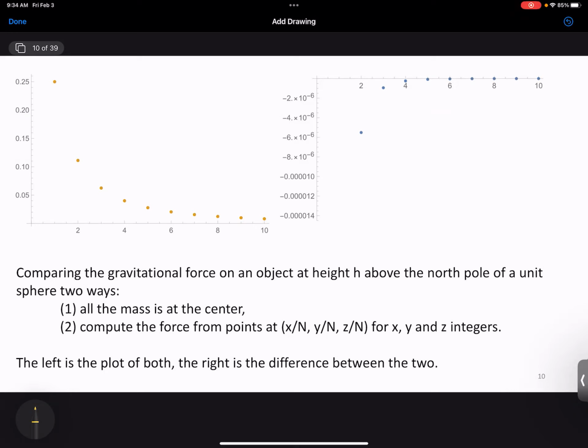What do you think is happening as the division gets finer and finer? What do you think happens to computing the force by putting all the mass at the center versus computing the force by this discrete approximation? So look at the plot. What do you think is happening?